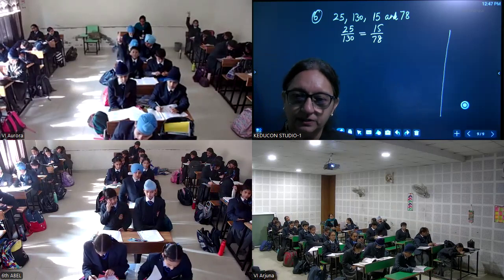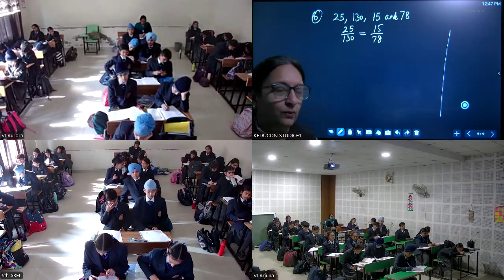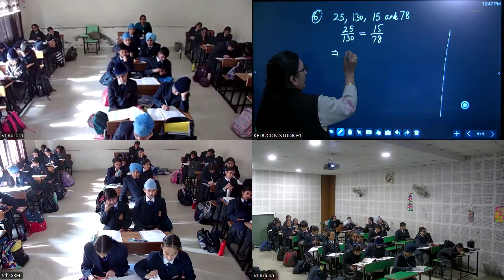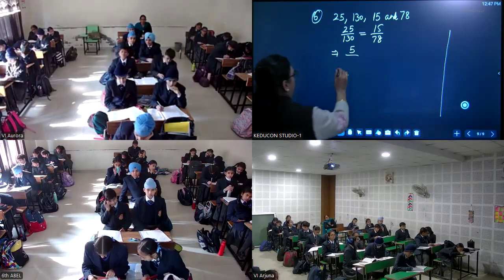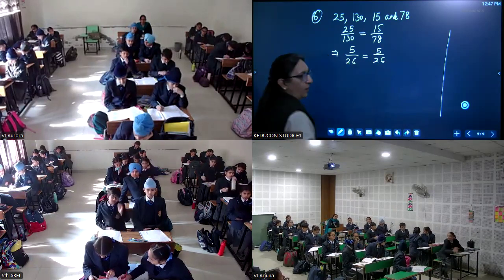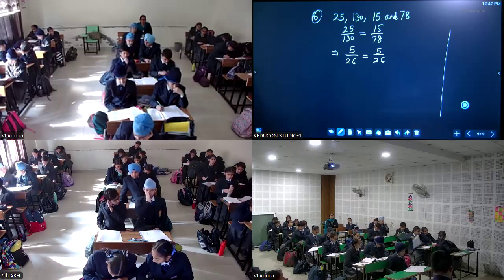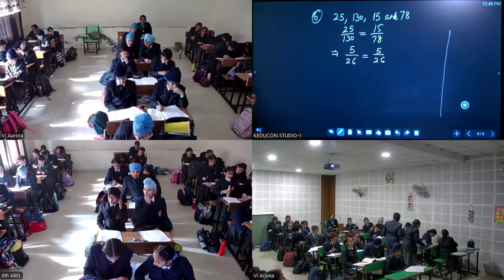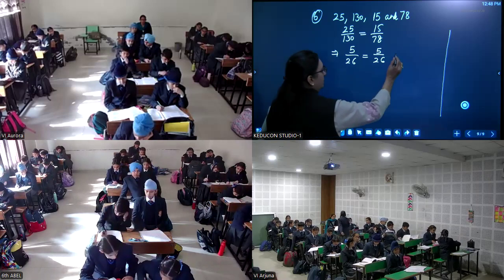Are they in proportion? Ma'am, these are in proportion. Yes, these are. Now, what is coming, beta? After lowest term, what are they equivalent to? Ma'am, 5 by 26. After doing in lowest form, just like in fraction, you came to know both are equivalent fractions. It means they are in proportion. They are equivalent ratios. Okay, this is true.